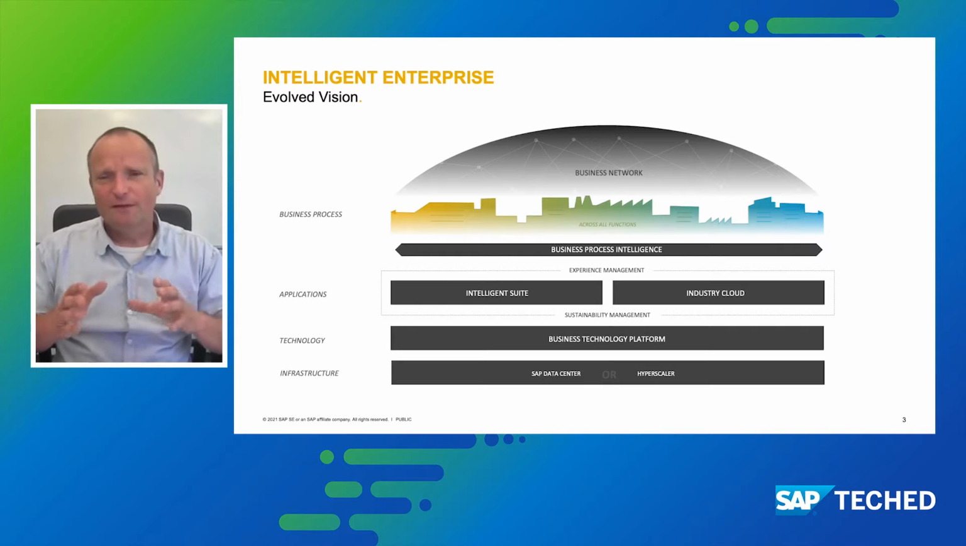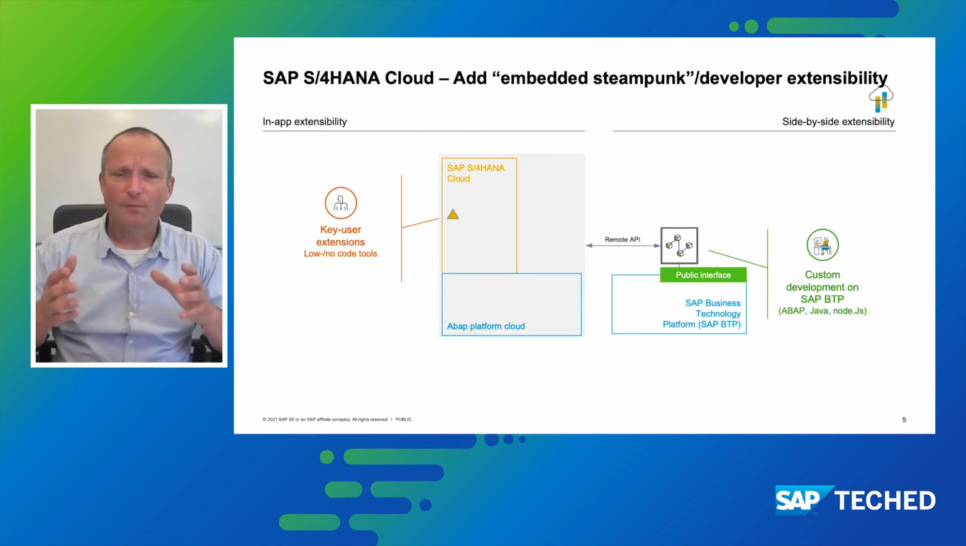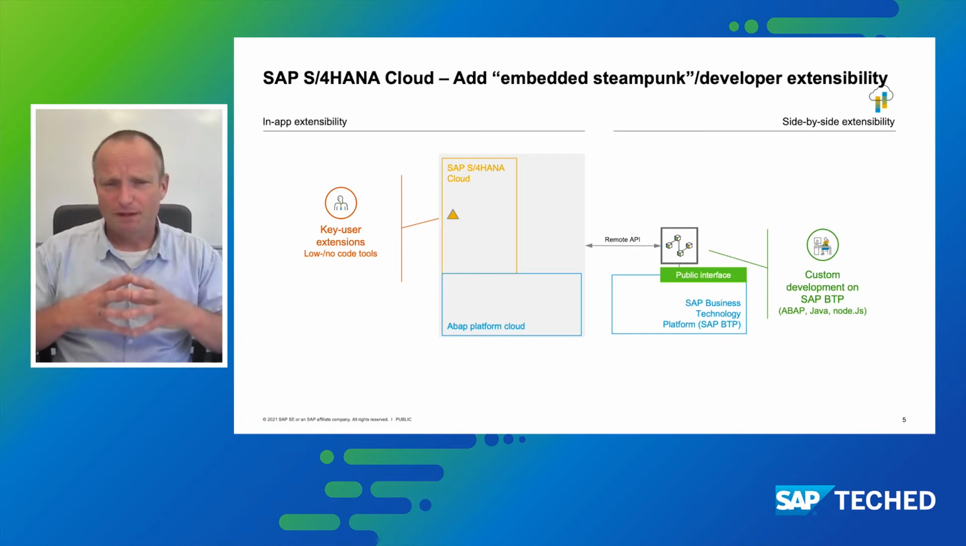Let's first have a look where this talk is located within the Intelligent Enterprise. Within the Intelligent Suite, there is S/4HANA, and this talk is about S/4HANA extensibility. Now let's have a look at developer extensibility, also called embedded Steampunk.